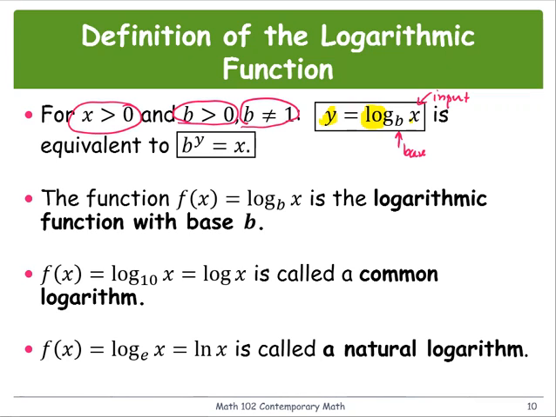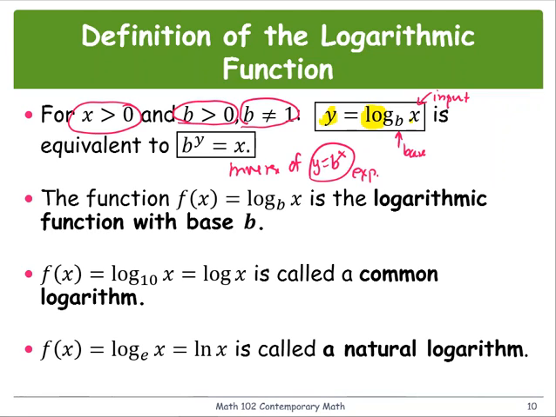As you notice, this is the inverse of y equals b to the power x, which is the exponential model that you saw earlier. Therefore, the logarithmic function base b is the inverse function of the exponential function base b, or vice versa.